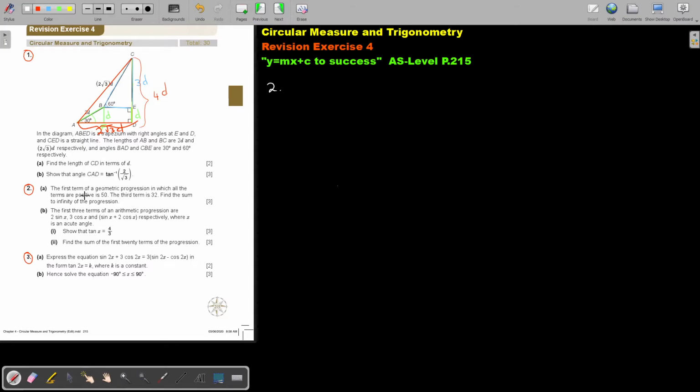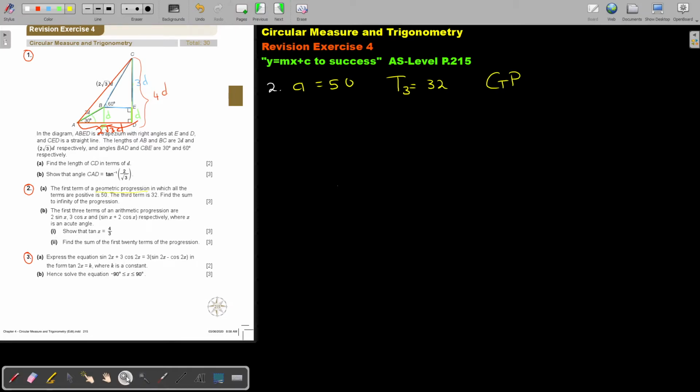The first term of a geometrical progression in which the terms are positive is 50. Okay, so let's just get that one. The first term, I want to make yellow, is 50. The third term, so term 3, is equal to 32. Don't forget, it's a GP. They tell you it's a geometrical progression.